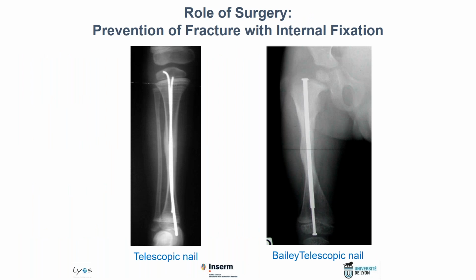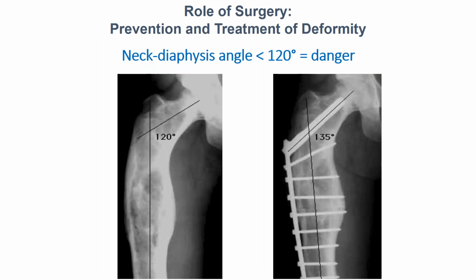So surgery is often necessary to prevent fracture, and this is an internal fixation. In children, we should use devices like those ones, essentially telescopic nails that adapt to the bone growth. And in adults, it may also be important to treat deformities. One of the most important lesions is certainly the varus deformity. That's an important factor in the risk of hip fracture in those patients.